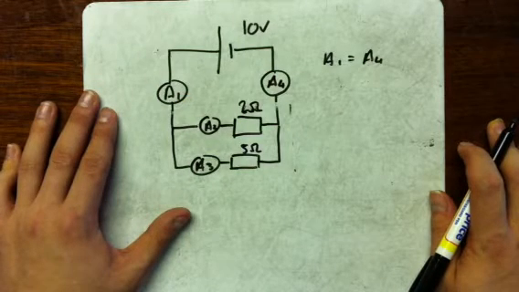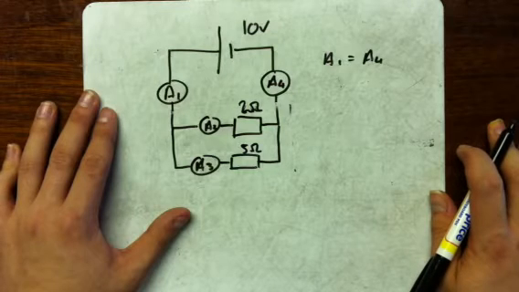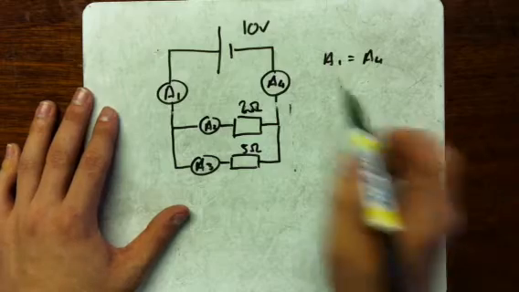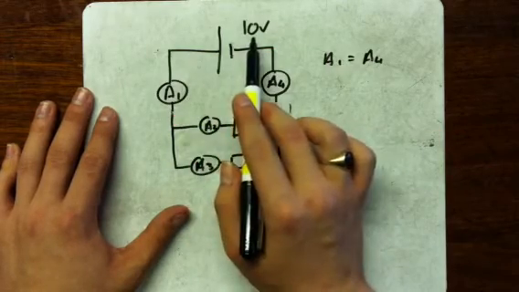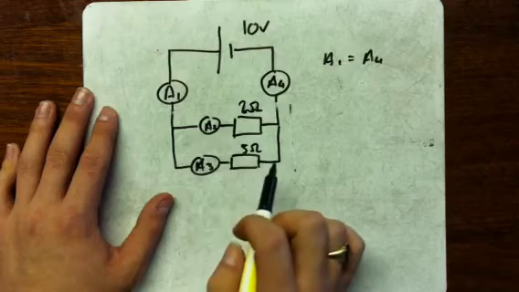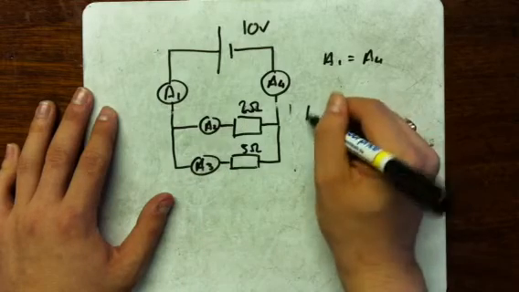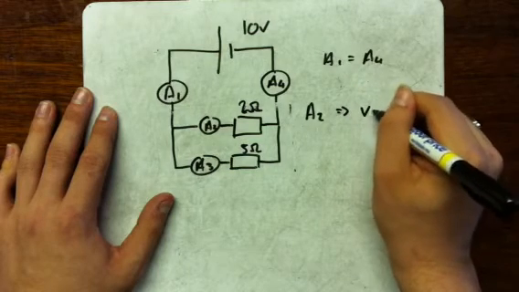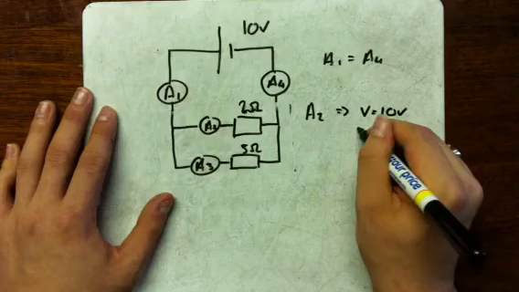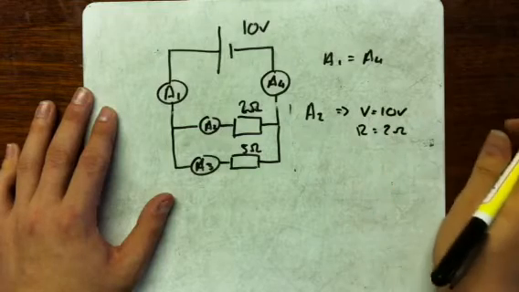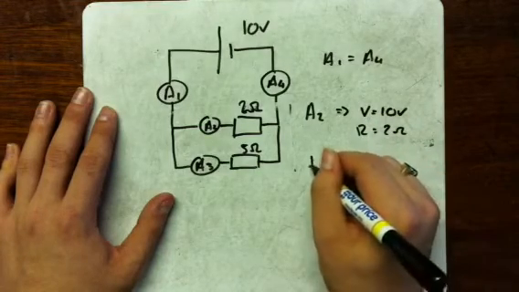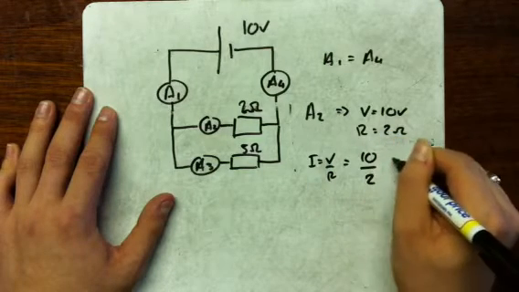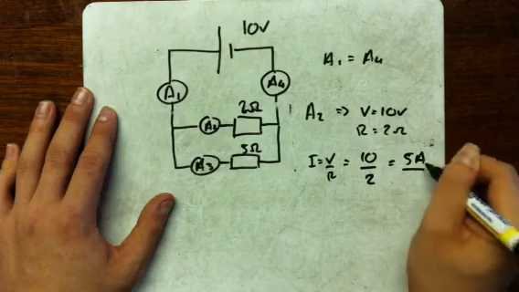So we first need to find out what A2 and A3 are. Now, that is using a rule that we are going to come across later. That potential difference of the cell is going to be the same as the potential difference across each branch. So for A2, the potential difference is 10 volts, and the resistance is 2 ohms. So we're using the same equation again. I equals V over R equals 10 over 2 equals 5 amps. Remember your units.